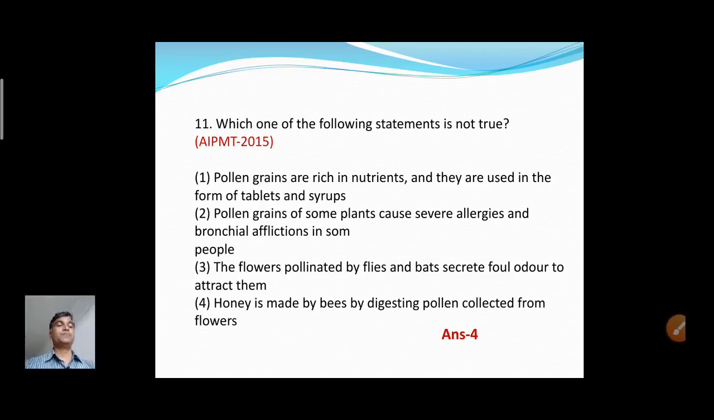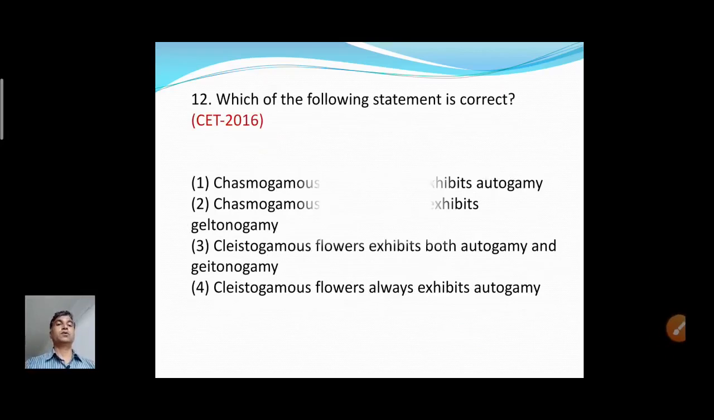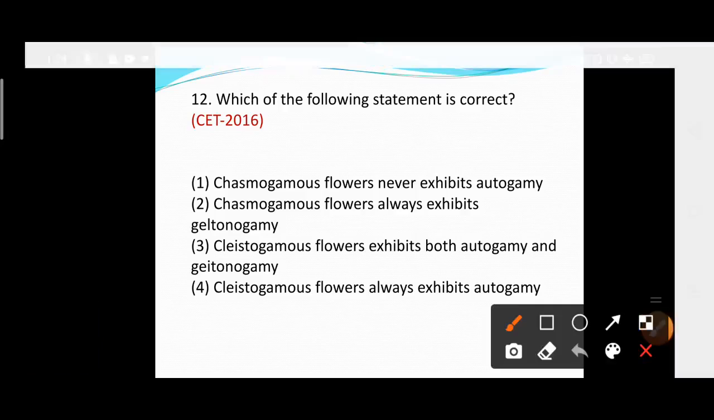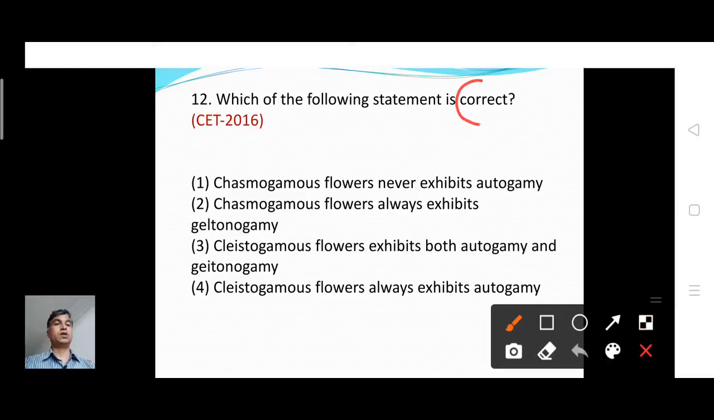Now next one is the 12th question. Which of the following statements is correct? Which one is the correct one? We have to find out. Again, it is related to the types of flower and pollination. Chasmogamous flower never exhibits autogamy. Never means, yes, in most cases it depends on the pollinating agent, but sometimes autogamy occurs. Never means it is a wrong one.